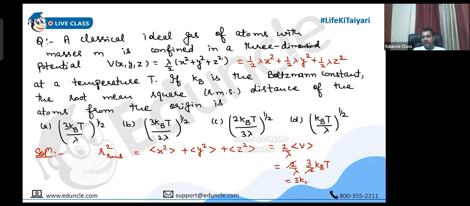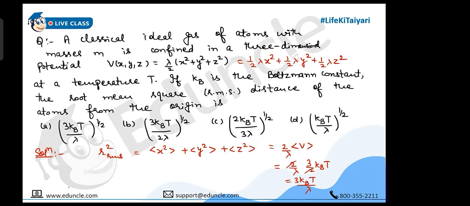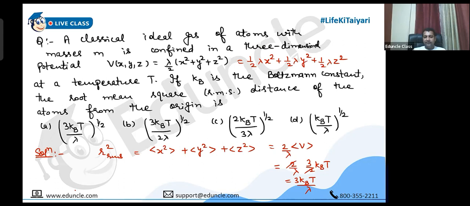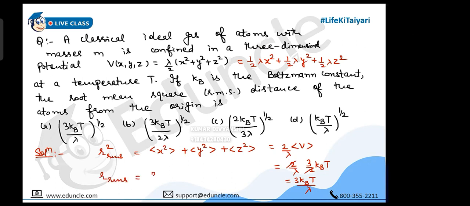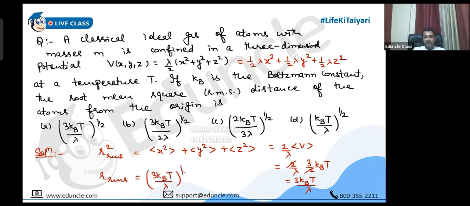So now what is R RMS? So option A. Yes, option A. Square root. That's it. Clear?